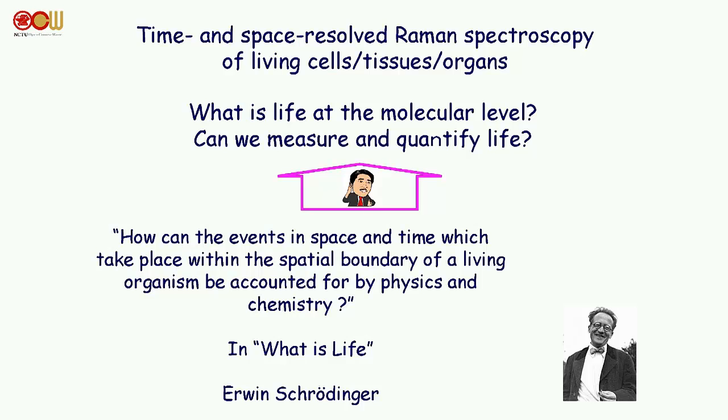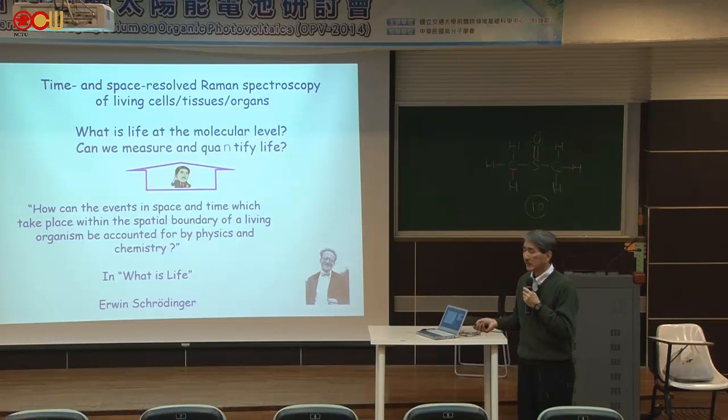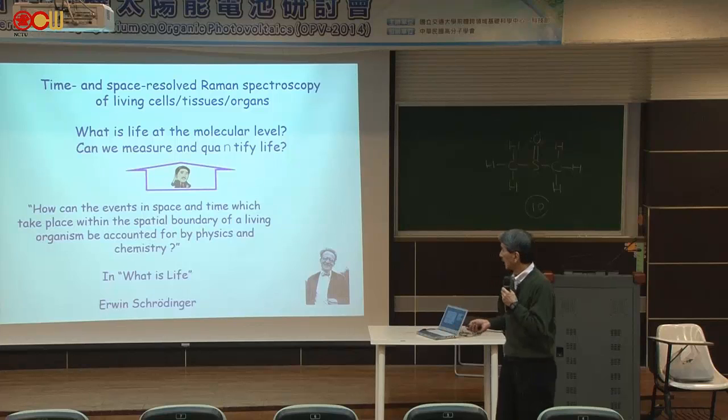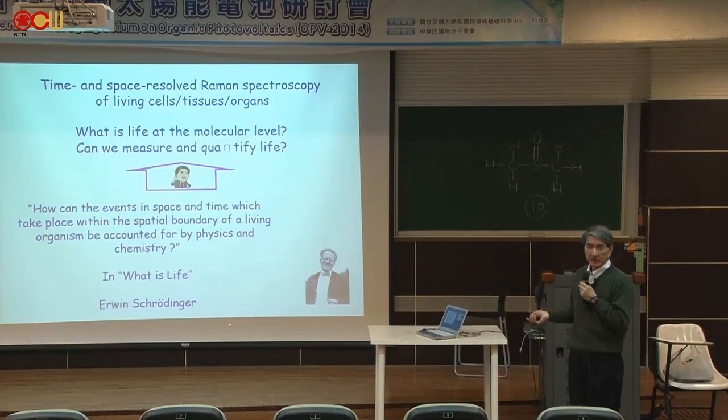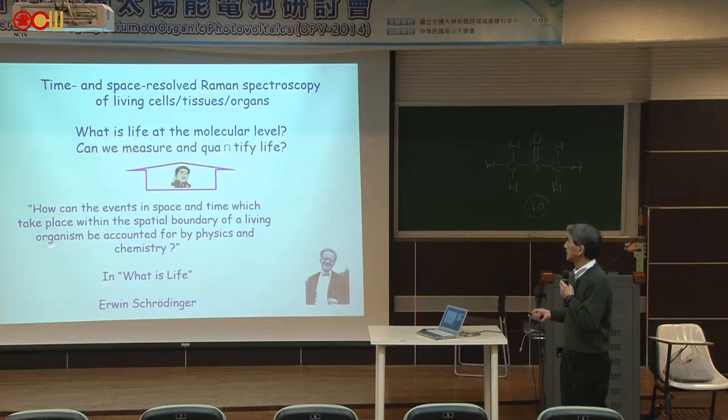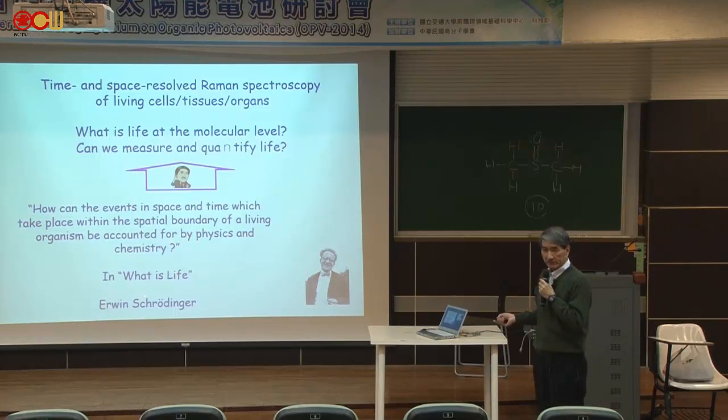There is one famous guy called Erwin Schrödinger. I'm sure you all know about the Schrödinger equation. But he was also interested in biology. And in a book he wrote in 1943 called What is Life? he asked, how can the events in space and time which take place within the spatial boundary of a living organism be accounted for by physics and chemistry?